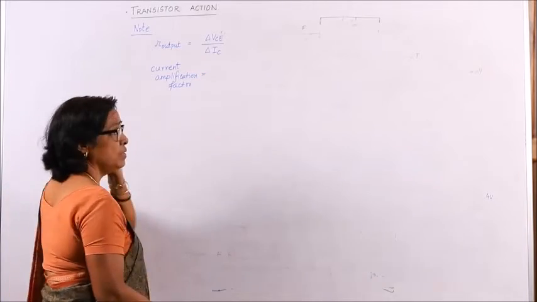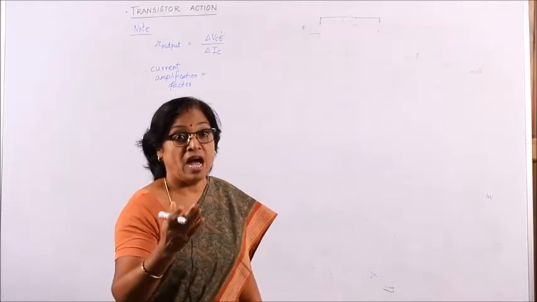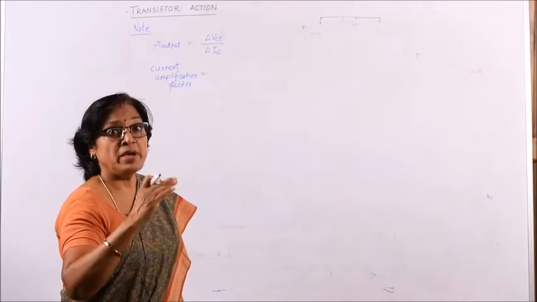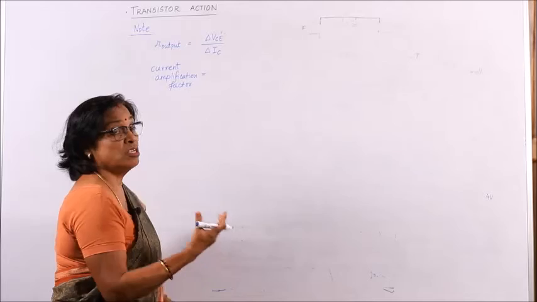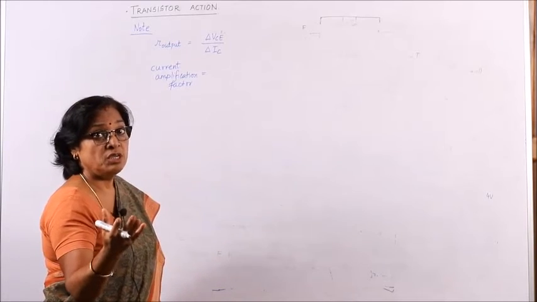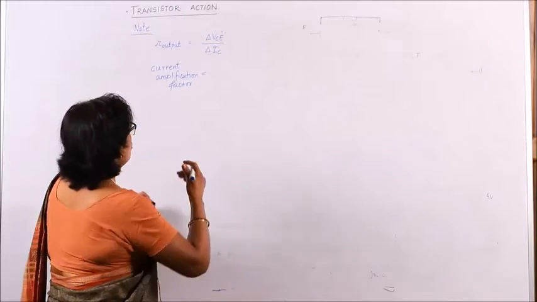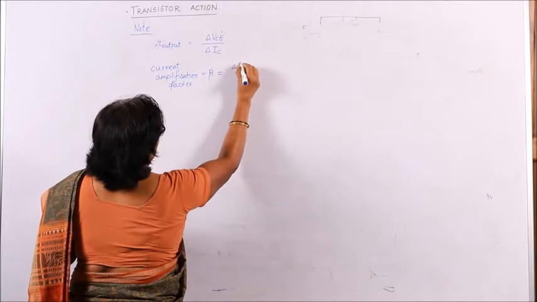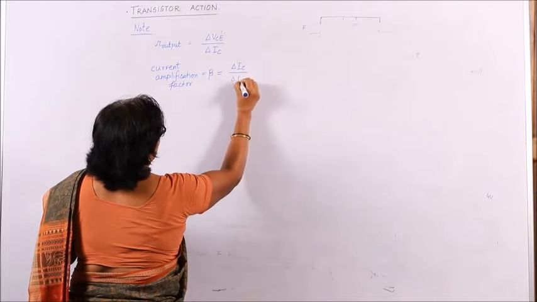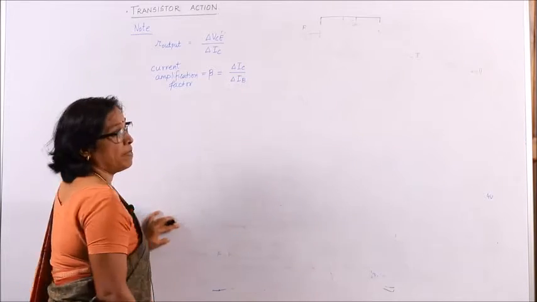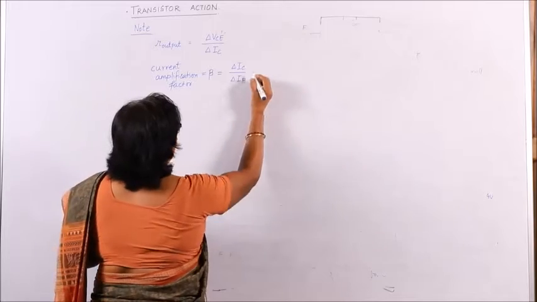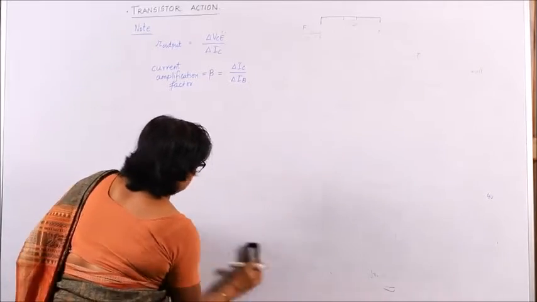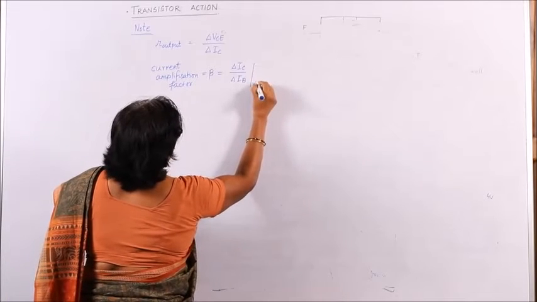This is how much current is amplified, how much the current has increased. That means output current divided by input current. Now, in this case the output current is collector current, the input current is base current. So, this is beta is equal to change in collector current divided by change in base current, keeping VCE constant.